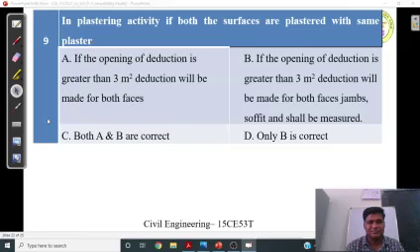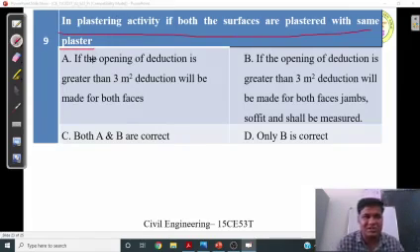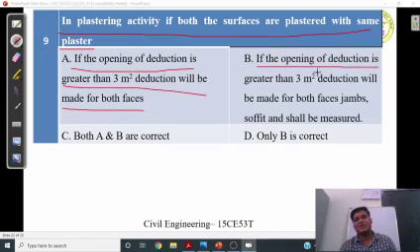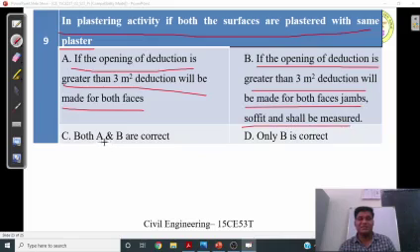Otherwise, no. The ninth question: in plastering activity, if both the surfaces are plastered with the same plaster, meaning the thickness is the same and the proportion is the same, then option A, if the opening deduction is greater than 3 square meter, deduction will be made for both faces. B, if the opening is greater than 3 square meter, deduction will be made for both faces, but jambs, soffit and shelves shall be measured. C, both A and B are correct, and D, only B is correct.